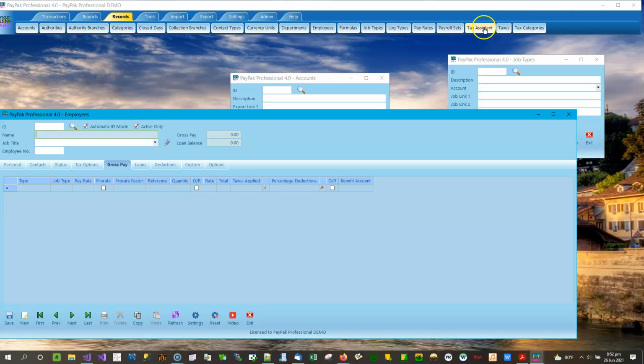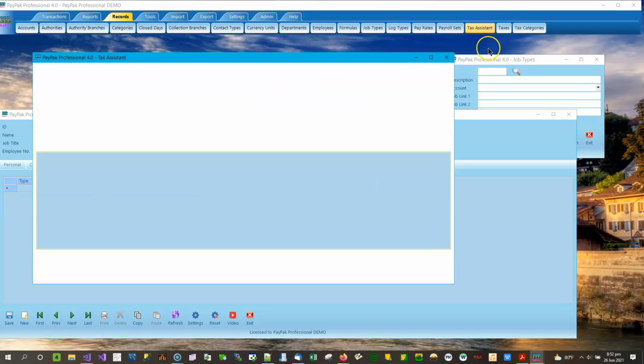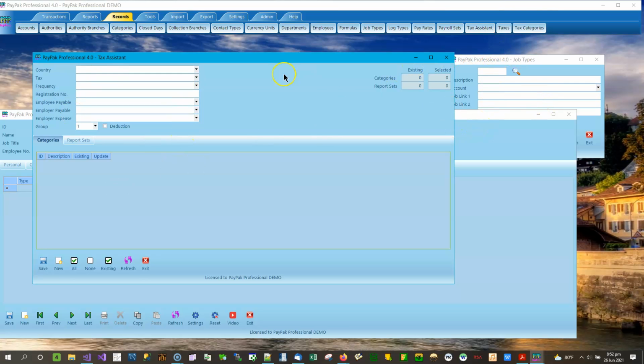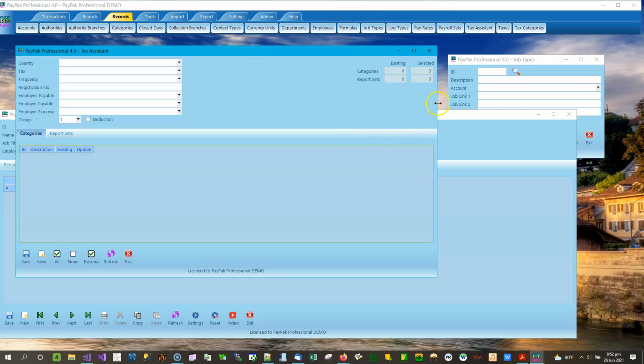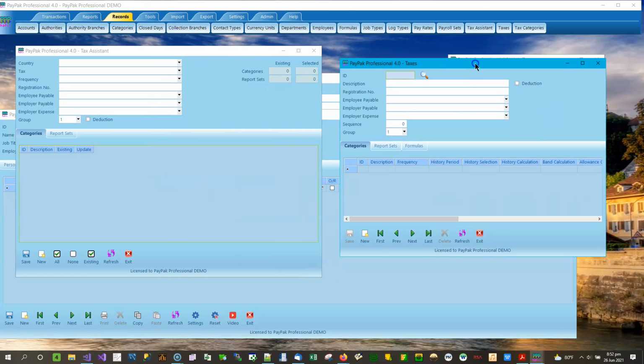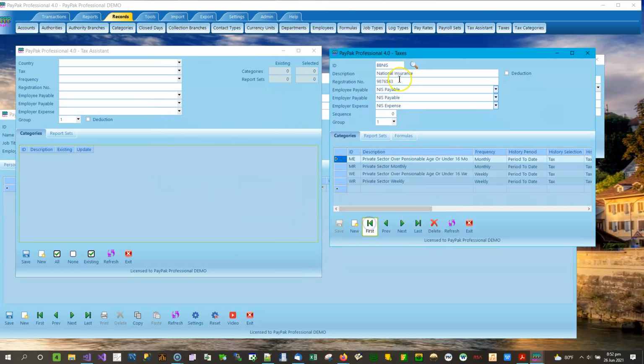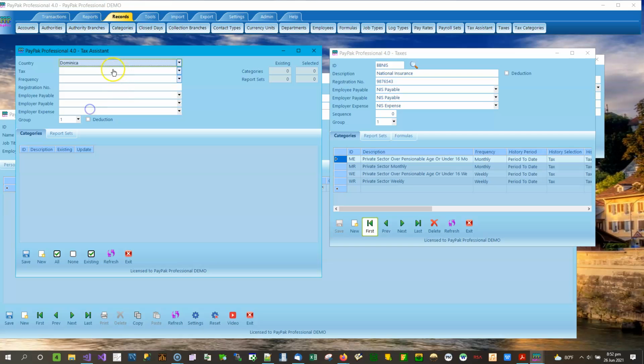So let's go to the tax assistant screen or the taxes screen, either one. They're very similar. This is the tax assistant, and there's a taxes screen, which is similar as well. Let's have a look at the first one here, the NIS. And if I chose a country, let's say we went with Dominica and we chose Social Security and we chose monthly, there is on this screen 3 options here for employee payable, employer payable, and employer expense, and this is repeated over here.